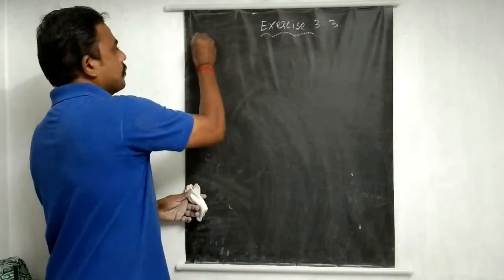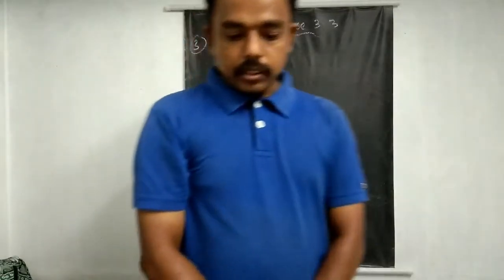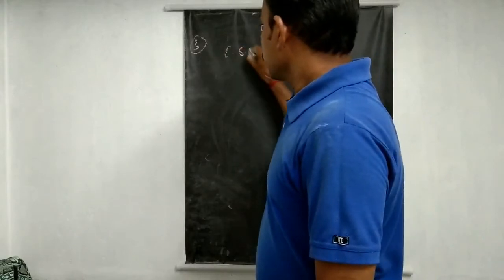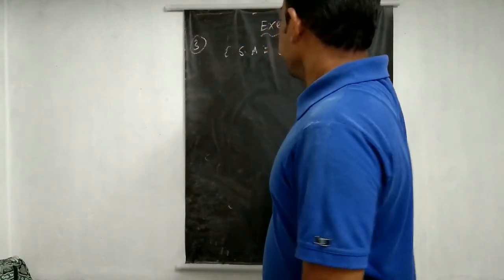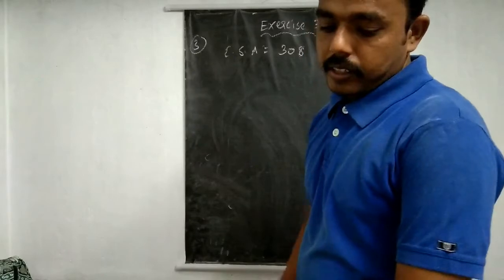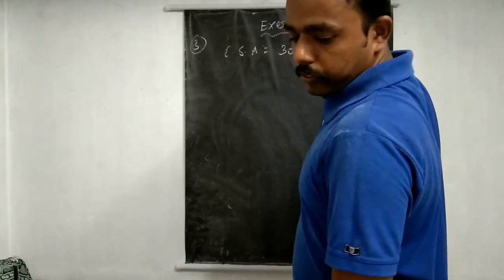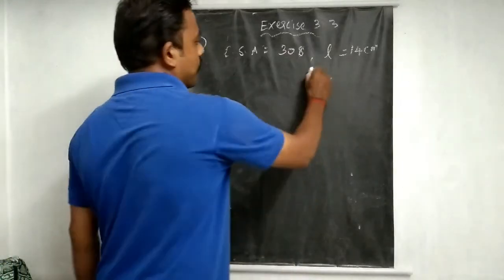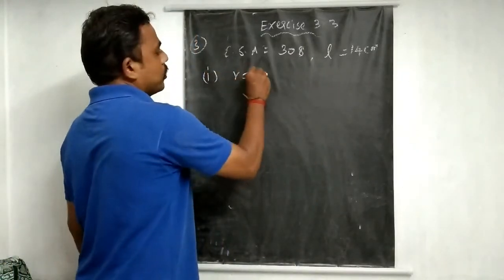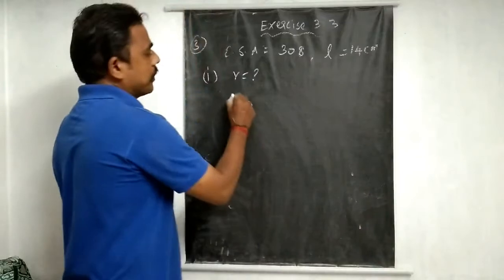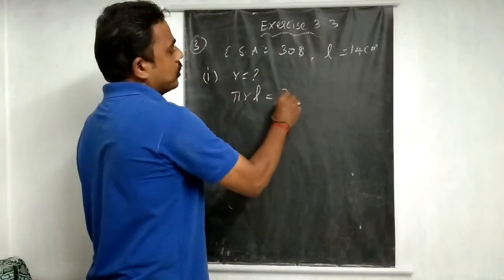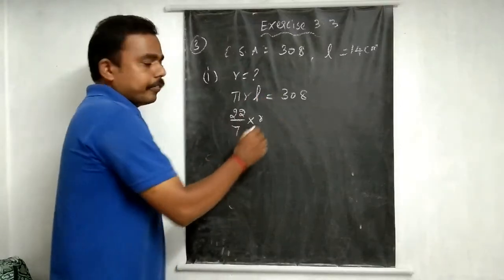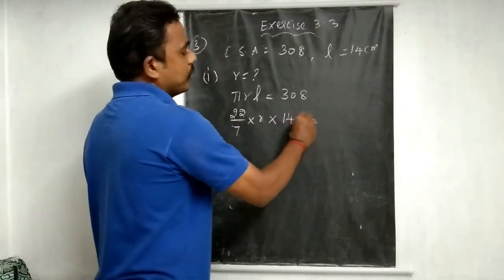Well, the third problem. The curved surface area of the cone is 308 centimeters squared and the slant height is equal to 14 centimeters. Find the radius of the base. So the first question: r equals what? The curved surface area, pi r l, equals 308. Substitute: 22 divided by 7 into r, the value we need to find, into l value 14 equals 308.